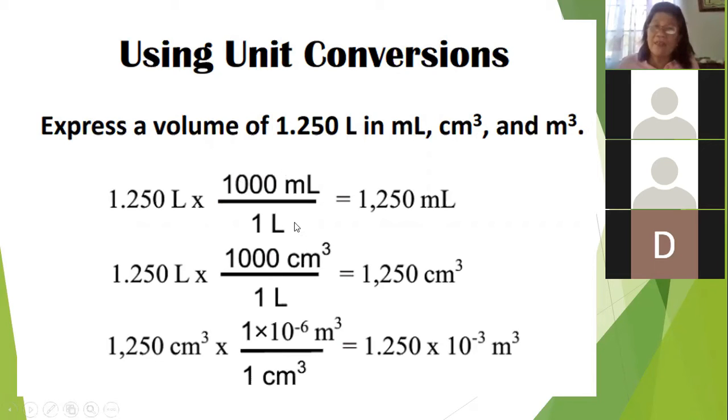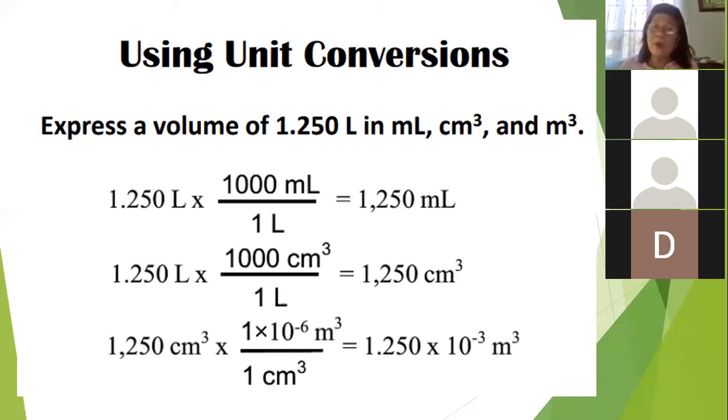Kids, this conversion factor, we can flip it around, depending on your desired unit. The desired unit should be on top so that the unit below can cancel out. We already know that in 1 liter, that is 1,000 ml. Because our desired unit is ml, put ml on top, then liter at the bottom. In this way, we can cancel the liter, then multiply, that is 1,250 milliliters.